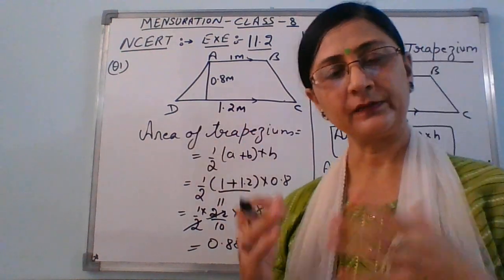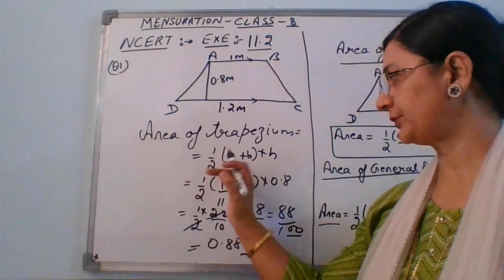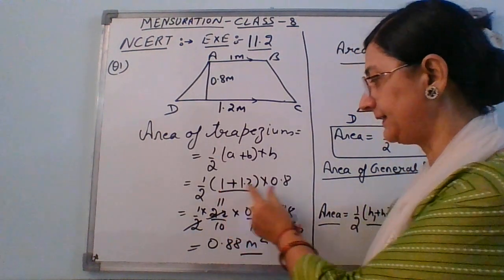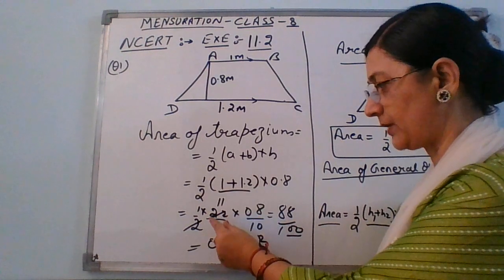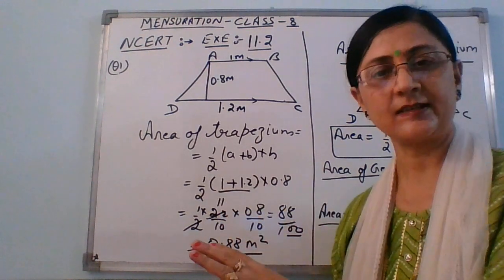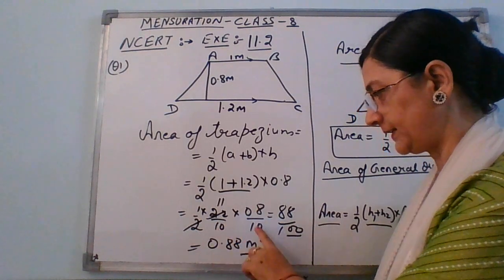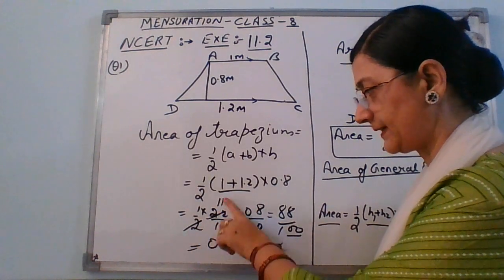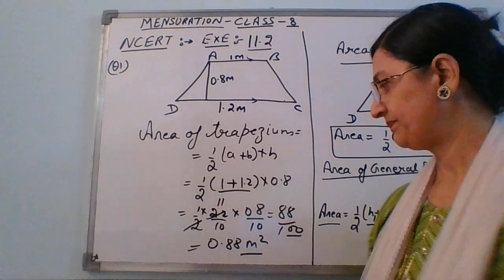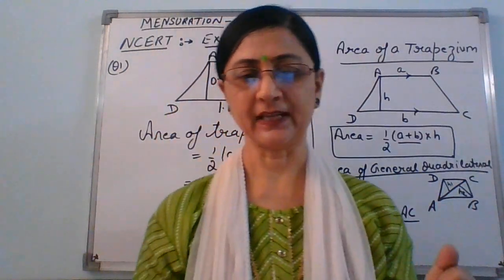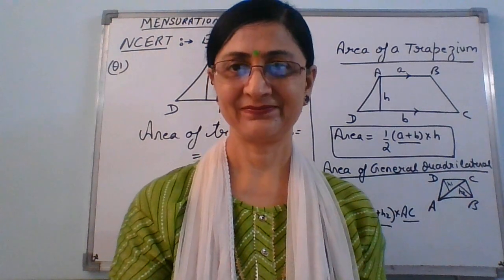Apply the formula of area of trapezium, that is half into the sum of the parallel sides into the height. हमने sum of the parallel sides add किया, height से multiply किया. First इसको add करो, then multiply करो. If there is a decimal, remove that decimal. There was one decimal place, एक 10 लगा लो, एक 10 लगा लो, right? इसको 2 से cancel किया, and cancelling you should know, right? So you got the answer 0.88 meter squared. So the first question we have done. Let us do the next one.